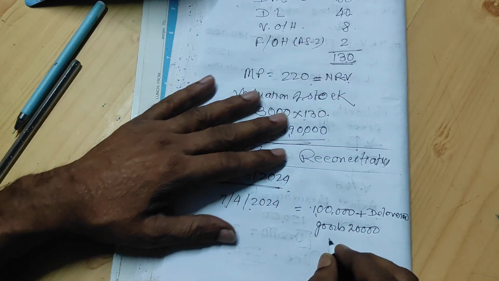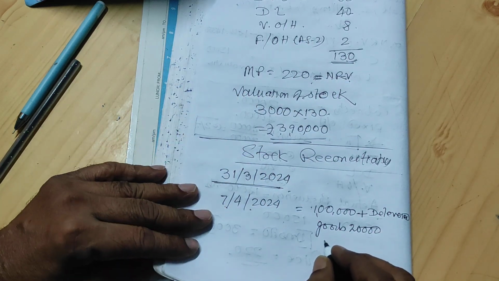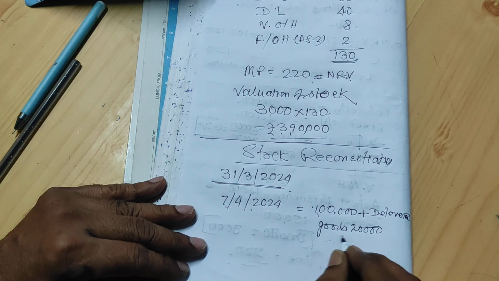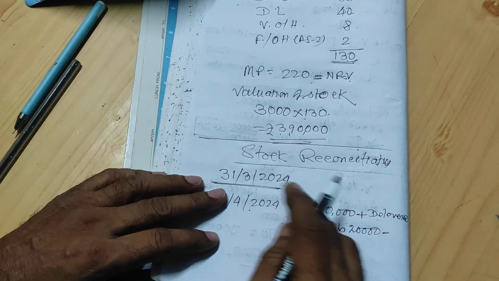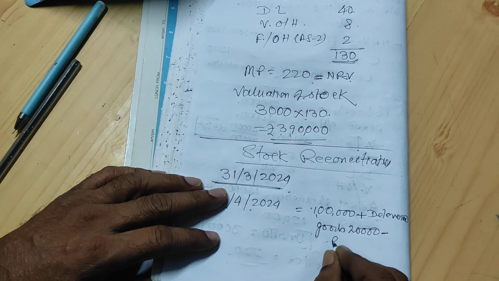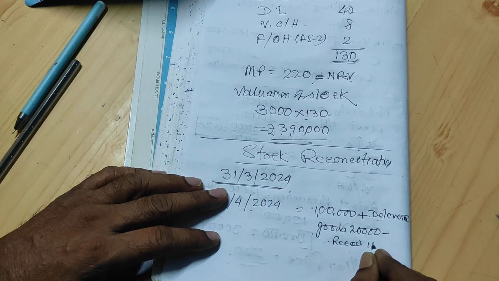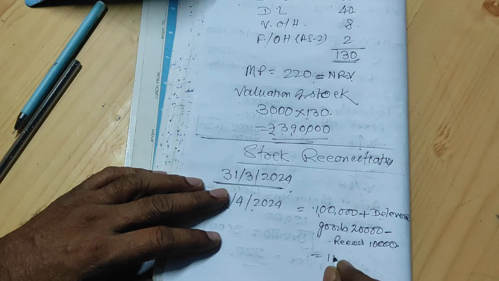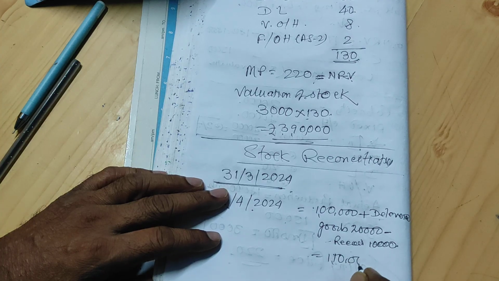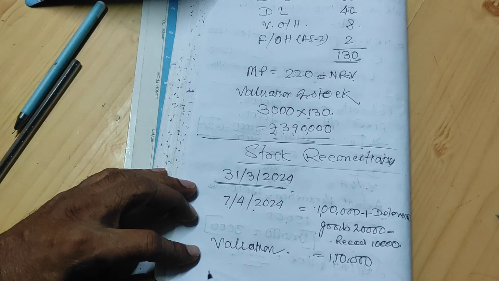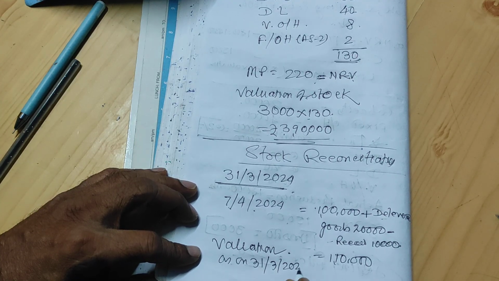Fine. And in the meantime some goods have been received in the godown, and that is not there on 31st March. So it is to be deducted. Suppose received goods is 10,000 rupees. It is to be deducted. Now the valuation comes to 1,10,000 as on the date of valuation. This is called reconciliation. Valuation as on 31st March 2024.